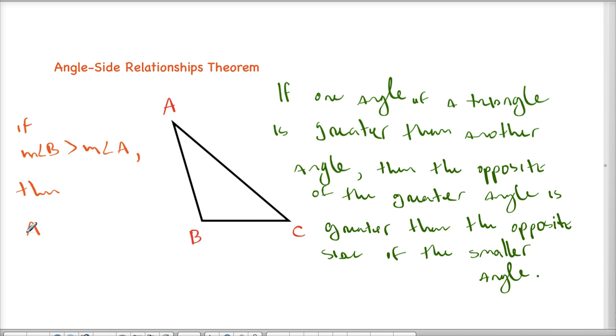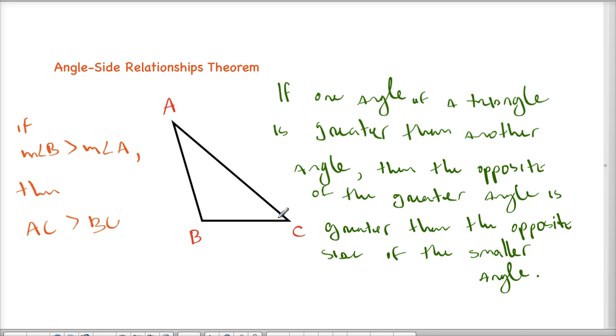AC, and we don't need a lowercase m when we talk about measures of segments. We just use the two letters without the bar over the top. So then AC is greater than, okay, that's the opposite side of B. So what's the opposite side of angle A? That would be BC, right? So AC, the side AC, is greater than BC.